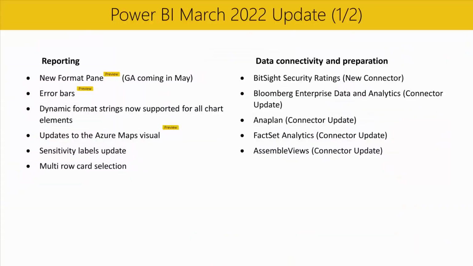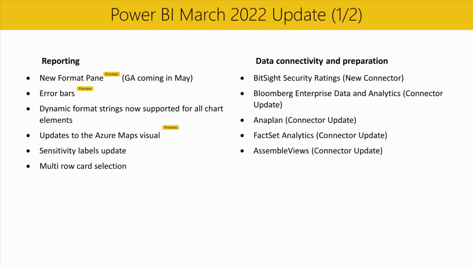We've also made an update to sensitivity labels, removing the 2 GB file size limitation on saving labeled and protected PBIX files. Now, even larger PBIX files can be saved with a sensitivity label that carries protection.